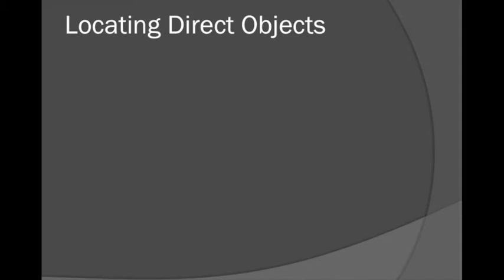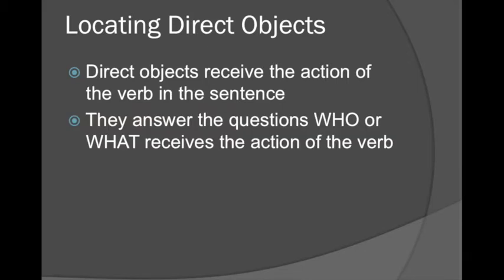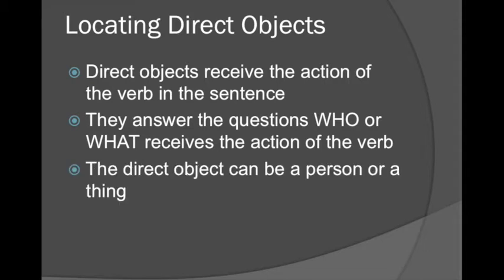Moving on to direct objects and direct object pronouns, which is the ultimate goal. We're going to first need to start with locating what direct objects are, or deciding what direct objects are and locating them in sentences. Direct objects receive the action of the verb in the sentence. A direct object answers the question, who or what receives the action of the verb. Direct objects can be a person or a thing.